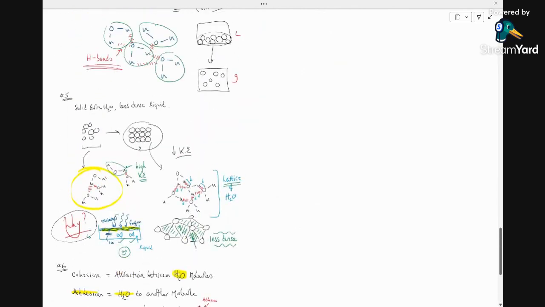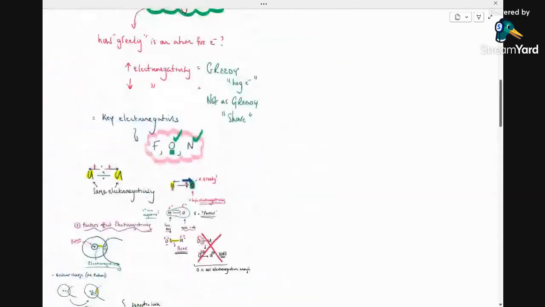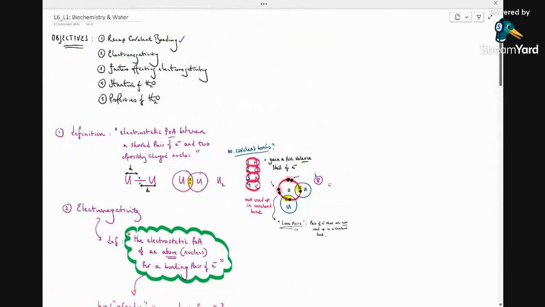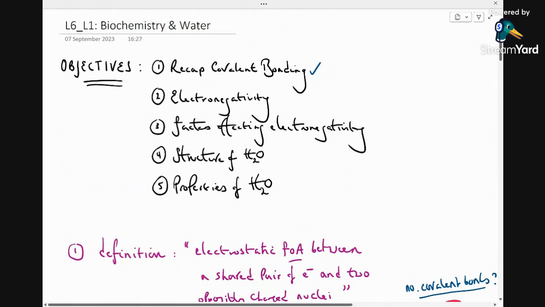Right, hopefully, we've done a lot there. Hopefully that makes sense. So we've covered introductory biochemistry, the definition of electronegativity, the factors that affect it, the structure of water, and then the properties of water. Very common question is to relate properties of water based on the structure to biological function and importance.